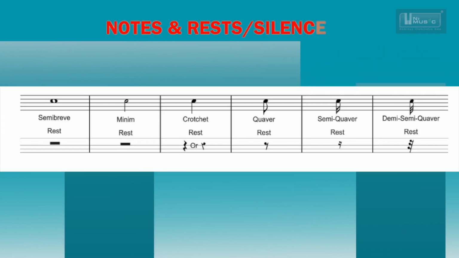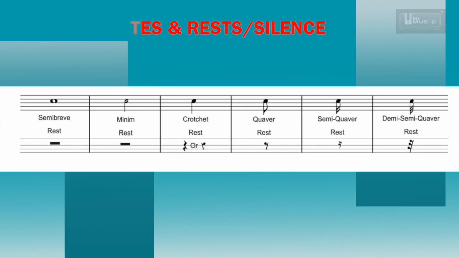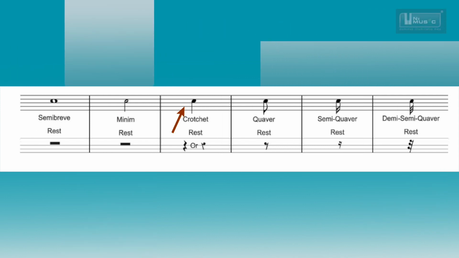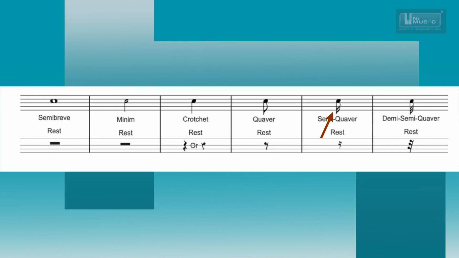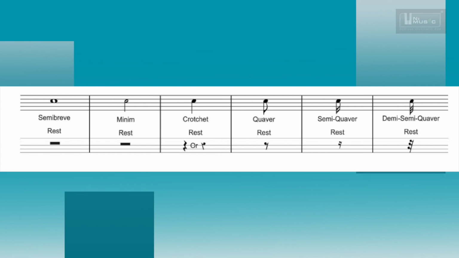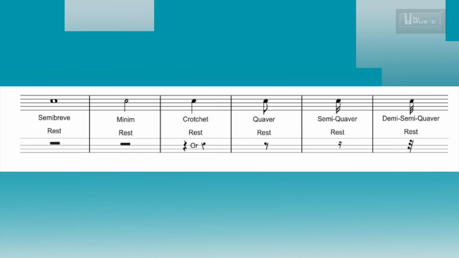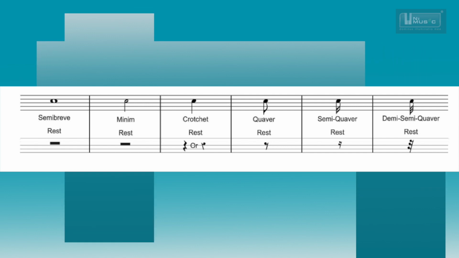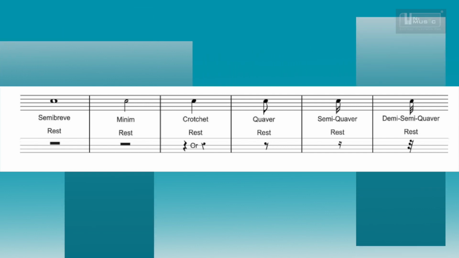Even though there are 7 notes in music, here we are introducing 6 of them. They are semibreve, minim, crotchet, quaver, semiquaver, and demi-semiquaver. The 7th note is a hemi-demi-semiquaver. In the following table, you can find the symbol called rest corresponding to the time value of each note.